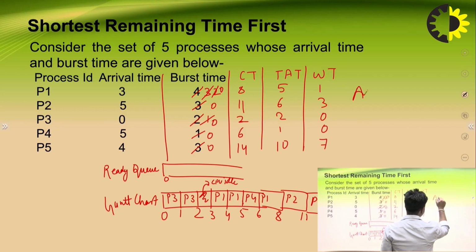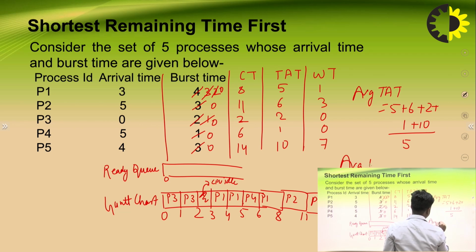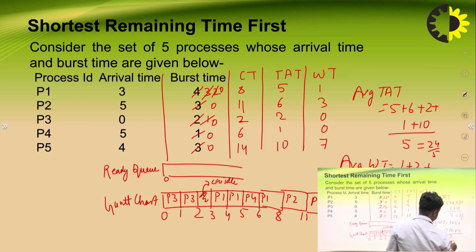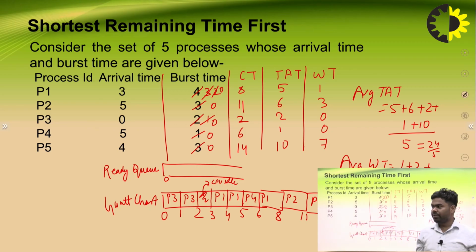So we find the average TAT equals 5 plus 6 plus 2 plus 1 plus 10 divided by 5, and the average waiting time is 1 plus 3 plus 0 plus 0 plus 7 divided by 5. If you check, 24 upon 5 and 11 upon 5. This is the average TAT and the average waiting time of SRTF for the same numerical. If you check, the time difference has changed.